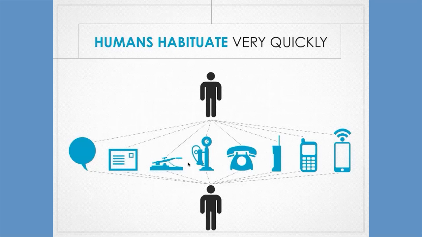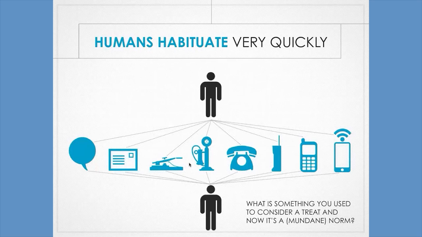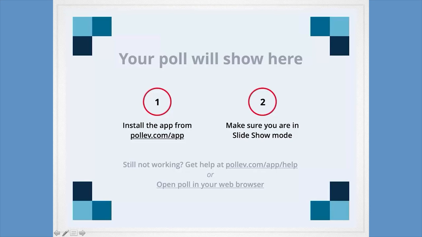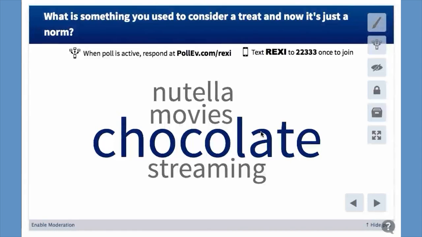As you're looking at my list here, and you're pondering this concept of habituation, what is something that you used to consider quite a reward, quite exciting, but right now you're thinking it's a treat or it's just something mundane? I have an official polling question for this. We have some answers here on the screen. So some of you have habituated to Nutella and movies and chocolate and streaming. Imagine there was a time that these elements used to be considered quite a treat, but now for some of us, they are mundane.